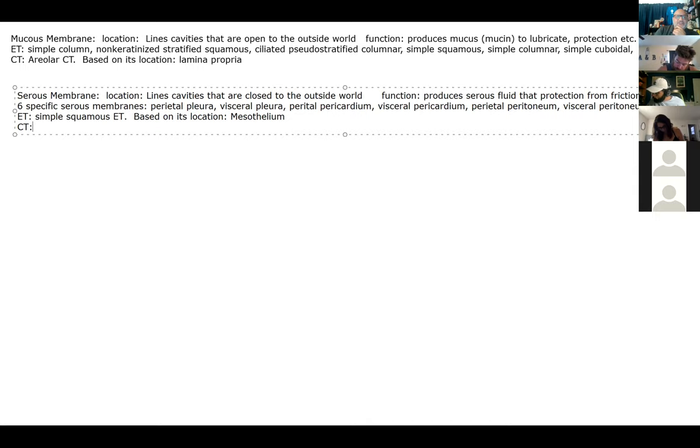Now, of course, this needs to be sitting on top of a connective tissue. And if you were going to randomly guess a connective tissue, which one should you guess? Areolar. There you go. Now, is this areolar connective tissue a lamina propria? No, because it's not part of a mucous membrane. So it doesn't have a name based on its location.